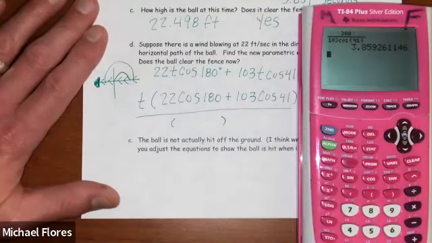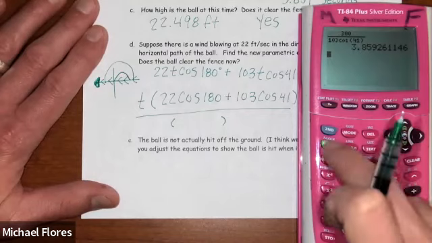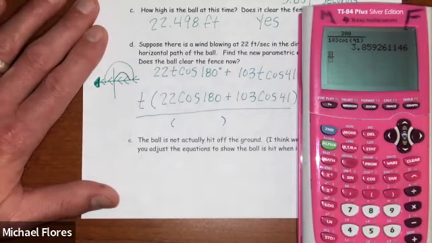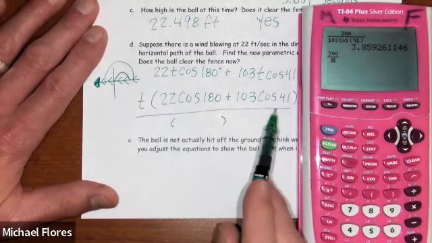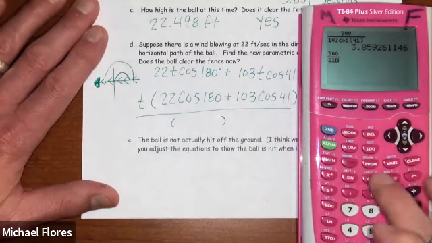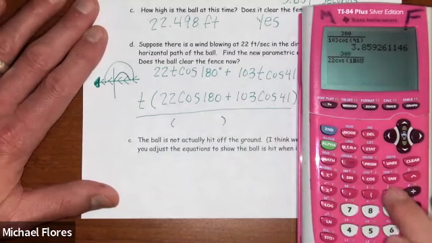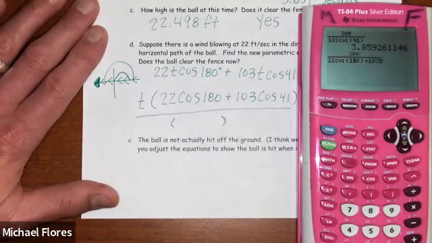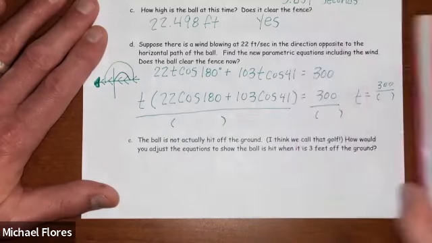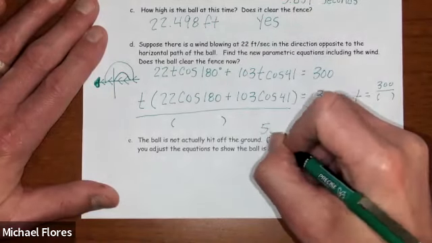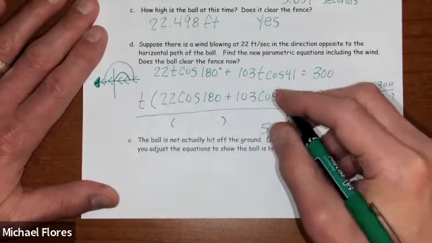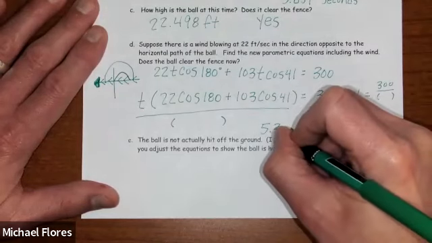Second, quit, go back to the main menu there. Alpha y equals enter. Make sure your numerator is 300 and your denominator is everything inside the parentheses. 2 cosine 180, those parentheses, plus 103 cosine 41, close parentheses, enter. Looks like now that we are dealing with wind, our answer is going to be 5.383 seconds.